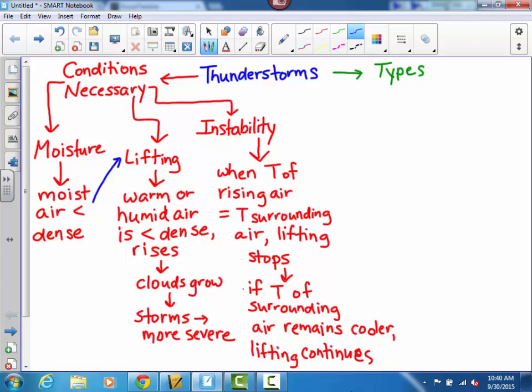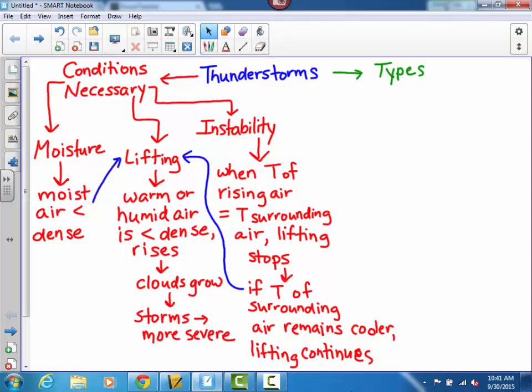And so is instability. Instability and moisture both cause lifting of air. The lifting is what causes the clouds, which is what causes the storm. So if you don't have the moisture and the instability, that thunderstorm is not going to grow very tall. If it doesn't get very tall, it won't be a very severe storm. The taller the storm, the more severe the weather is.